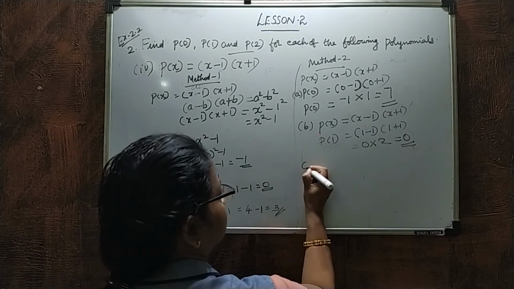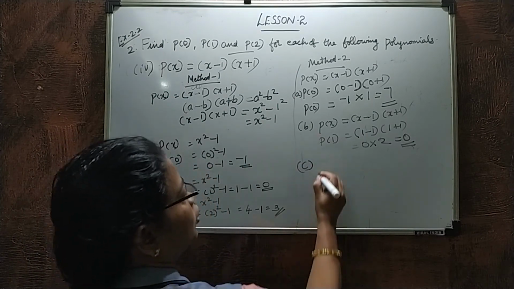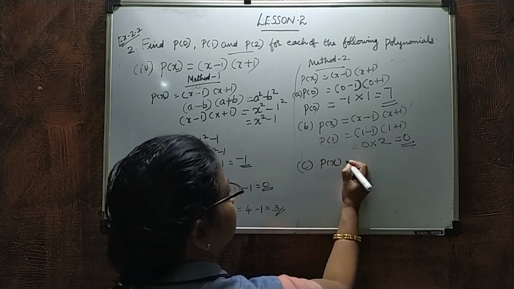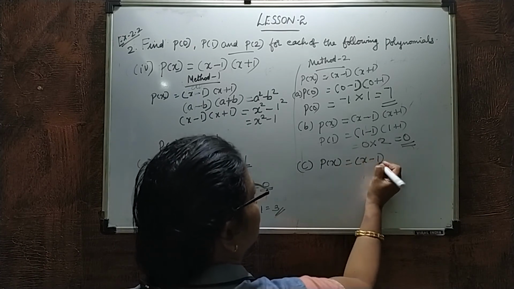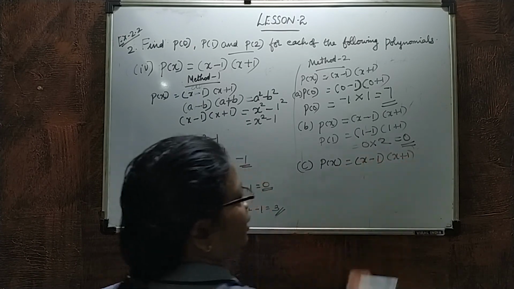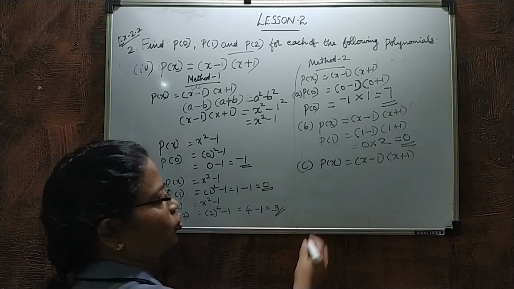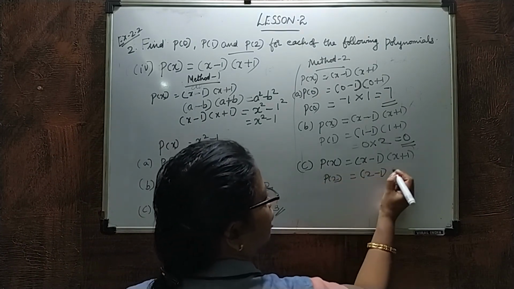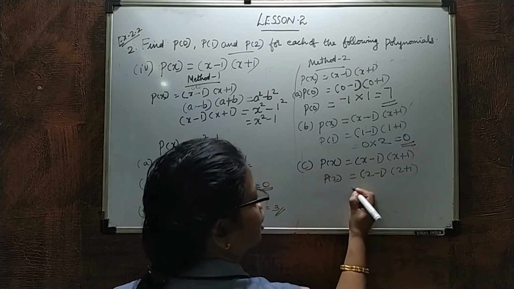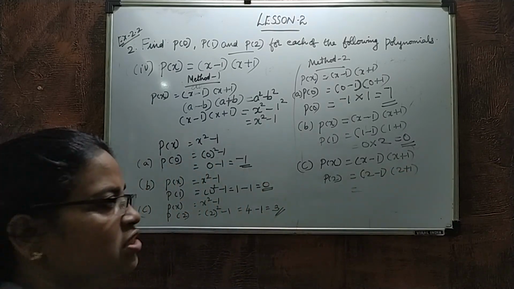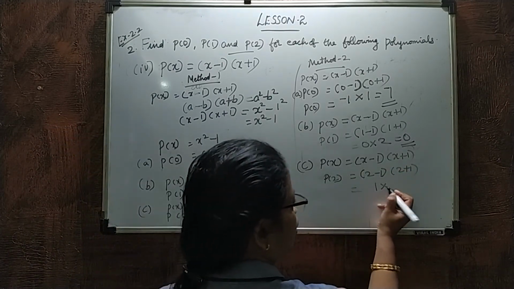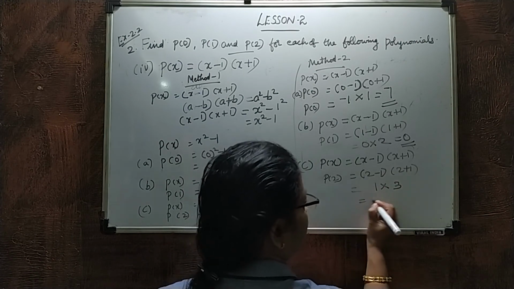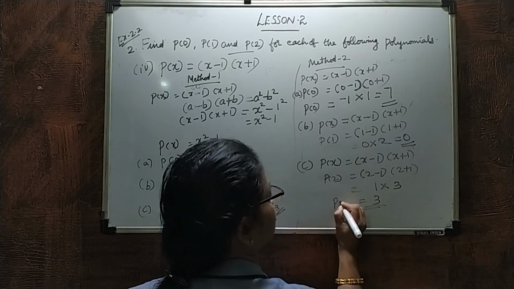Now see, P of x is equal to x minus 1 into x plus 1. Then again substitute P of 2. P of 2 equals 2 minus 1 into 2 plus 1. What is 2 minus 1? It is 1. 1 into 2 plus 1 is 3. 1 into 3 is 3. So P of 2 is equal to 3.